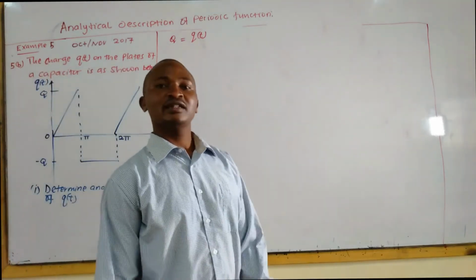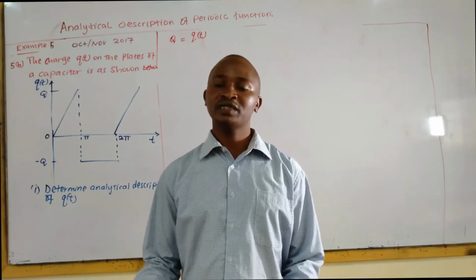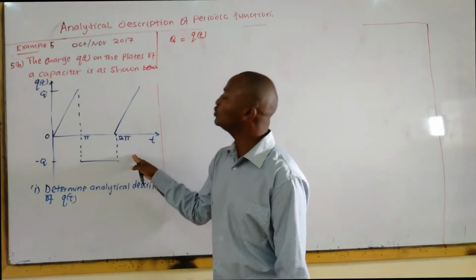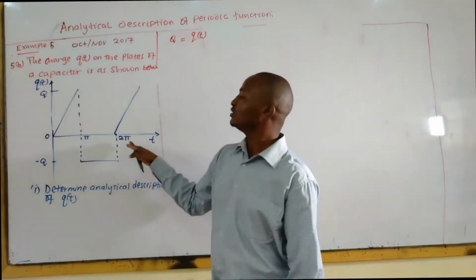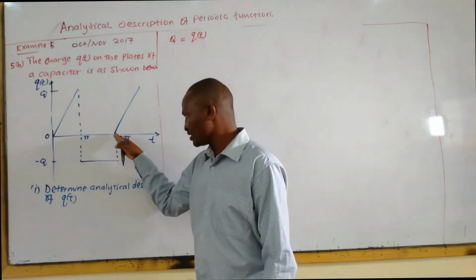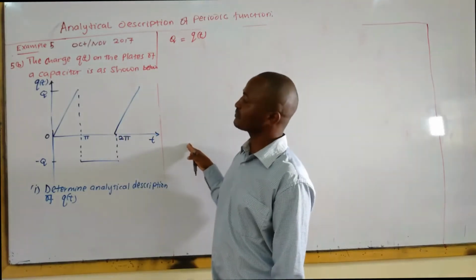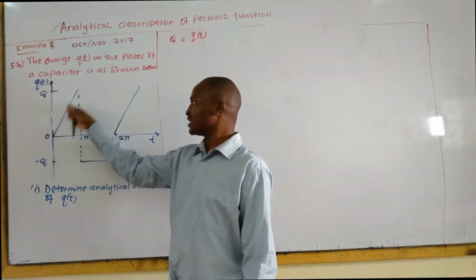That shows that the curve has started repeating itself. We have already completed a whole period, and therefore we only require to do the analytical description from 0 to 2 pi radians. After 2 pi, the curve starts repeating itself. Now we need to get the equation of this curve, of this straight line.